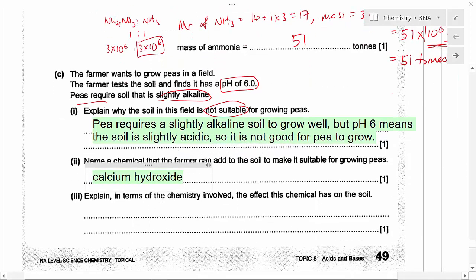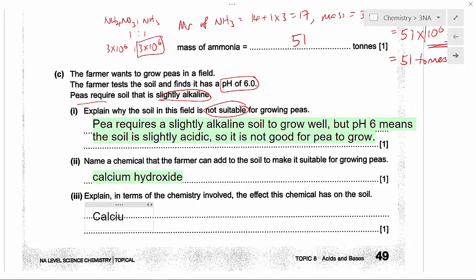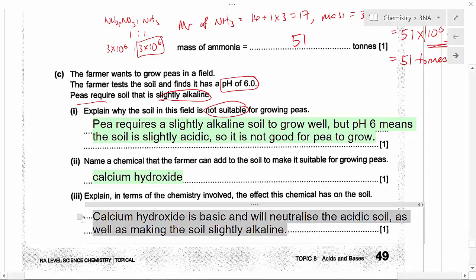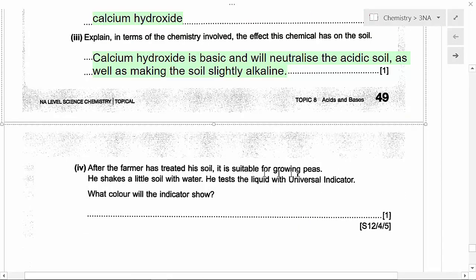So in terms of chemistry involved, the effect this chemical has on the soil. This chemical is what? This is a base, right? Calcium hydroxide is basic and will neutralize the acidic soil. And because it's basic, it can make the soil slightly alkaline. Okay, so the effect is neutralizing and then making the soil slightly alkaline. After the farmer has treated this soil, it's suitable for growing pea.